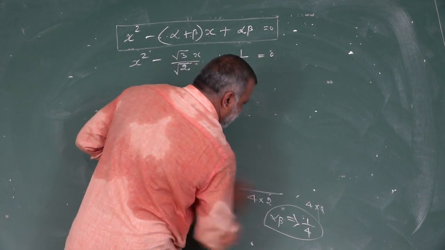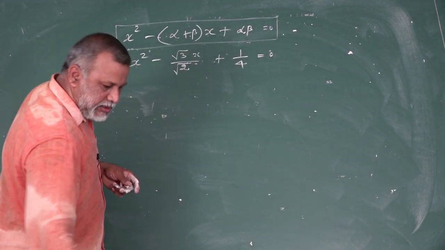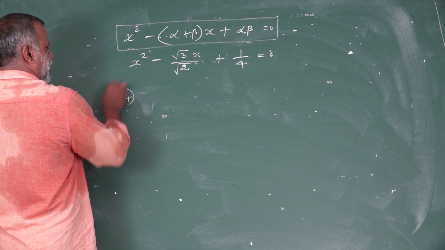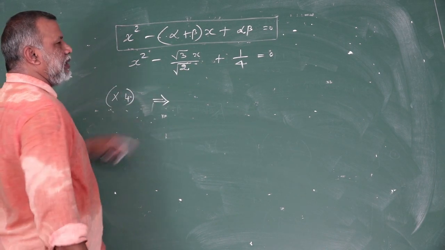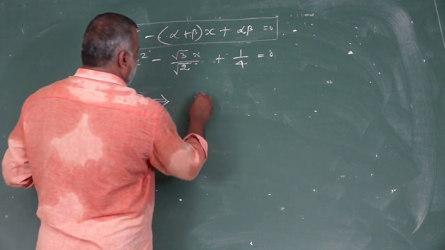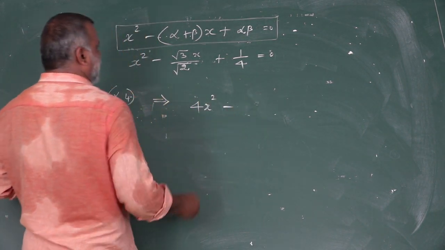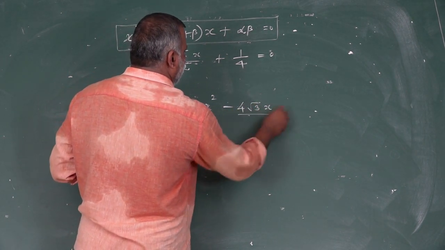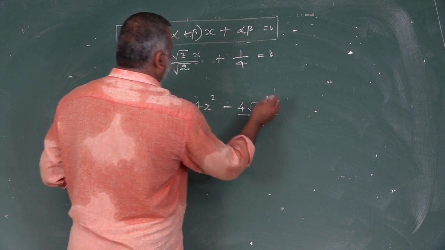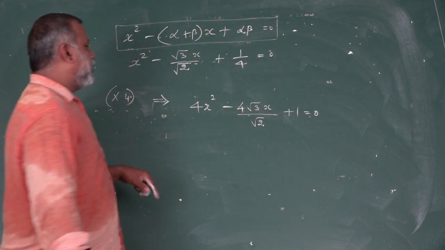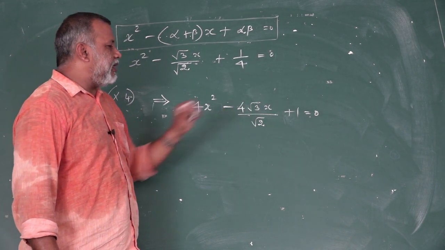I am going to simplify the result. This equation is multiplied by 4. We can get 4x squared minus 4 into root 3x divided by root 2, again plus 1 equal to 0.